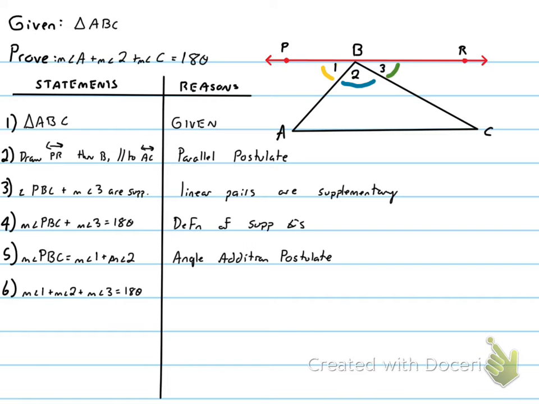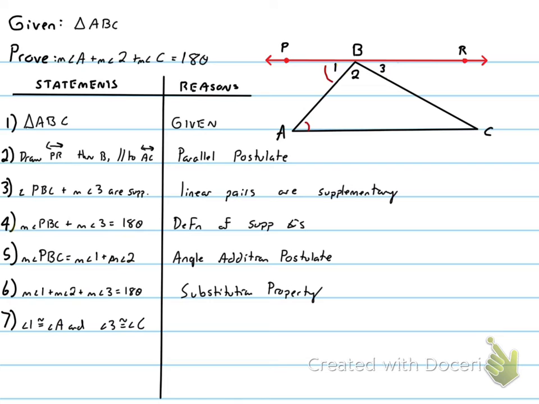Now, you can kind of go two routes here and look at that and also say that they're linear pairs. Although, using the two lines from before, I have that statement here saying that the measure of angle PBC plus the measure of angle 3 equals 180 degrees. In that next line, I set the measure of PBC equal to angle 1 plus angle 2. So, by substitution, I could make my statement for line 6.